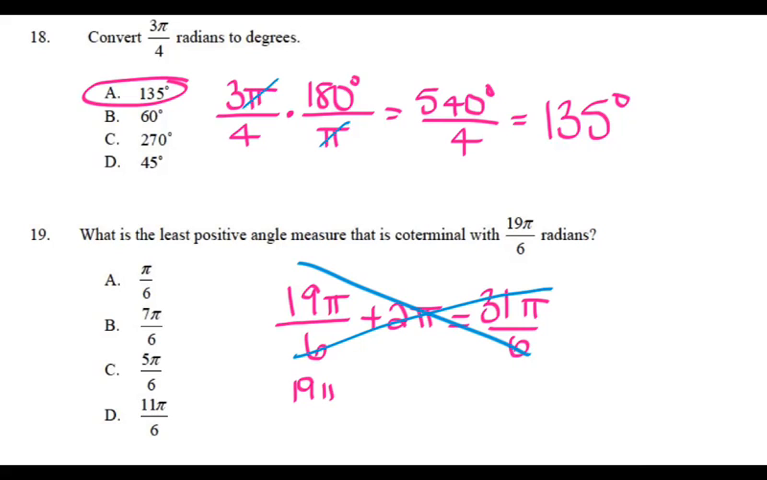So I'm going to have 19 pi over 6 minus 2 pi. So 19 over 6 minus 2. Again, don't put the pi's in the calculators. It's just going to give you decimals that you're not going to be able to math frac. So that's going to give you 7 pi over 6, which is letter B.